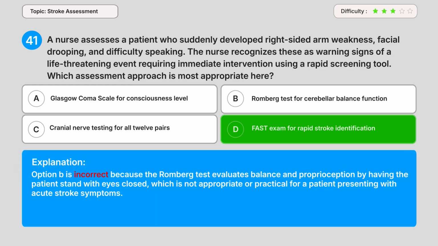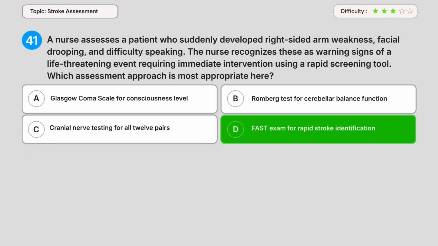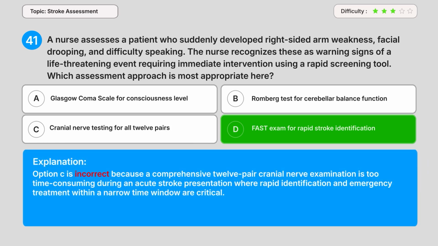Option B is incorrect because the Romberg test evaluates balance and proprioception by having the patient stand with eyes closed, which is not appropriate or practical for a patient presenting with acute stroke symptoms. Option C is incorrect because a comprehensive 12-pair cranial nerve examination is too time-consuming during an acute stroke presentation, where rapid identification and emergency treatment within a narrow time window are critical.